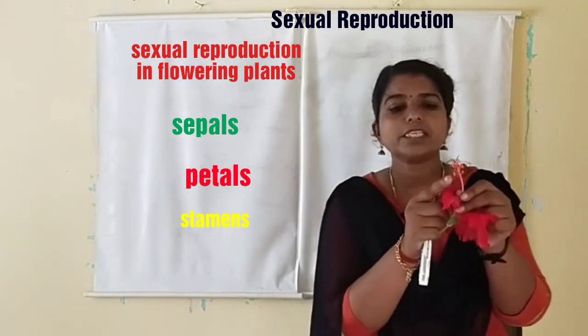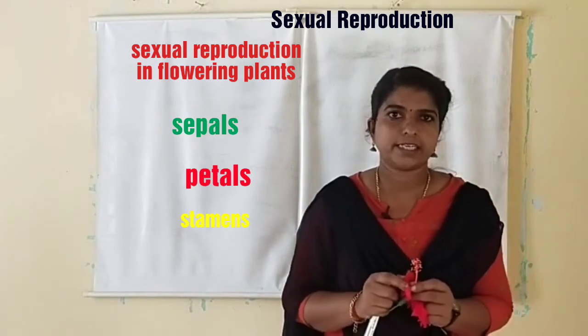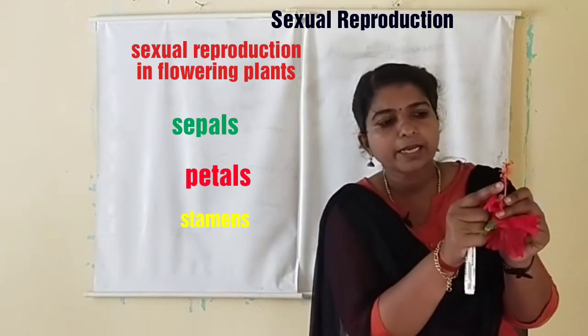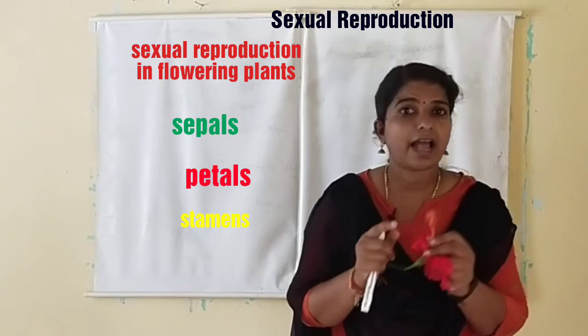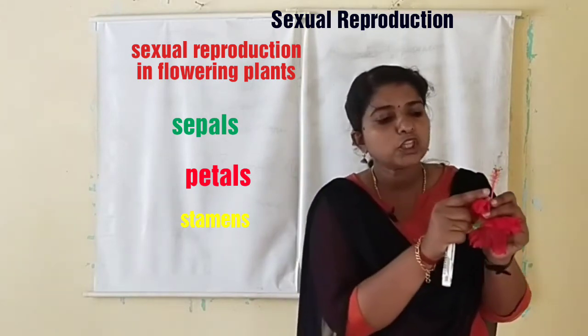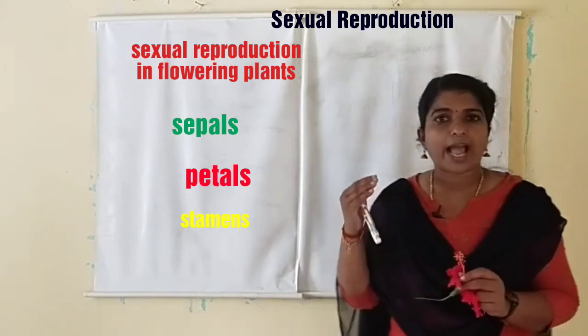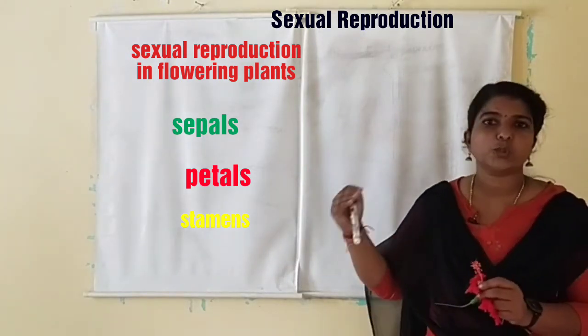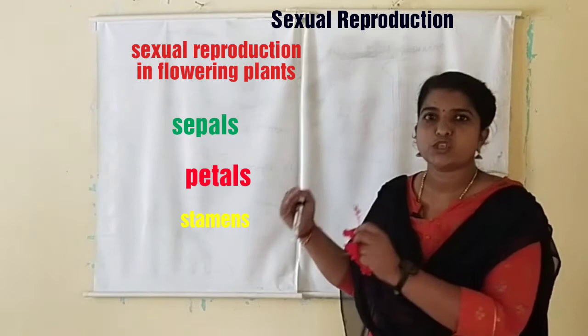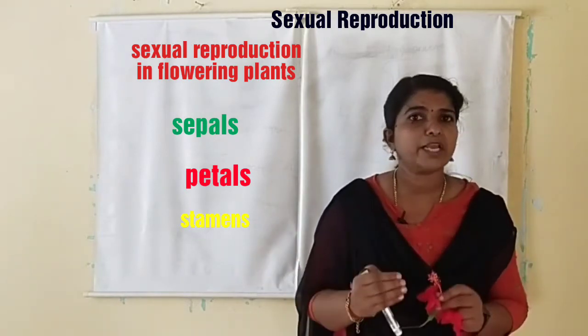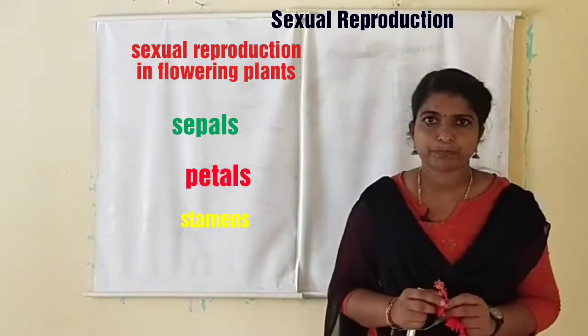These stamens consist of two parts. The first bulb-like part is known as the anther, and a thin structure is known as the filament. So, anther and filament together are known as the stamen, which is the male reproductive part.